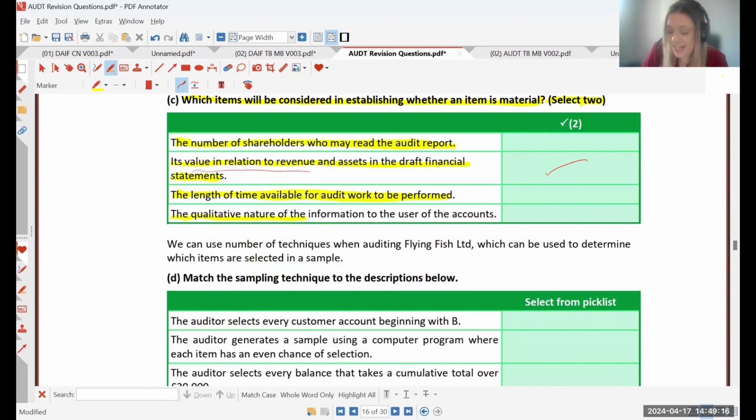And then the qualitative nature of the information to the user of the accounts. Of course, will the user care? Will it change their decision? Well, if I'm looking at investing in a business and I find out that they are regularly selling £50,000 cars to the directors for £2, that might change my decision. I might not want to invest in a business that does that, because it's all money to the business, isn't it? Even if £49,998 isn't that much in comparison to the hundreds of millions, if it's something that they do regularly, it will start to have an impact.